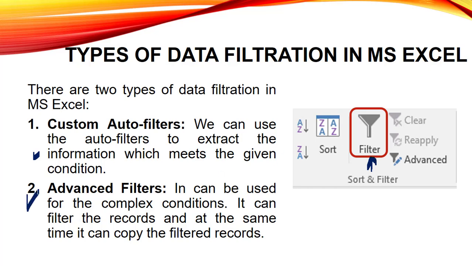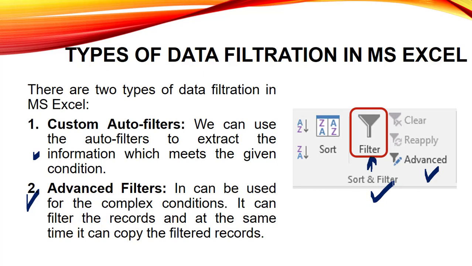Next we have advanced filters. These advanced filters can be used for creating a complex condition in our sheet. It can filter the records, and at the same time, it can copy the filtered records into a table. For working with these advanced filters, we have to use the Advanced option which is available in the Sort and Filter section.